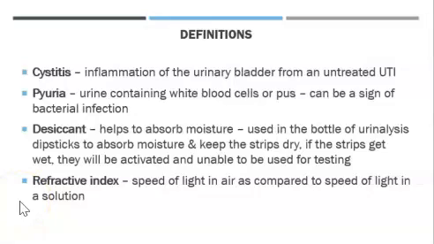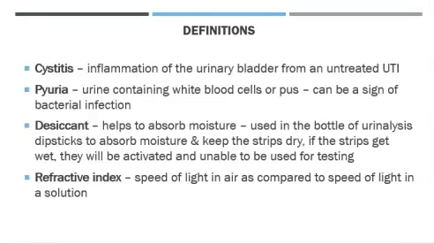Now we just need to cover some definitions associated with urinalysis. First off is cystitis. This is just an inflammation of the urinary bladder, usually from an untreated UTI, or urinary tract infection. Pyuria is where the urine contains white blood cells or pus. This can be a sign of a bacterial infection.